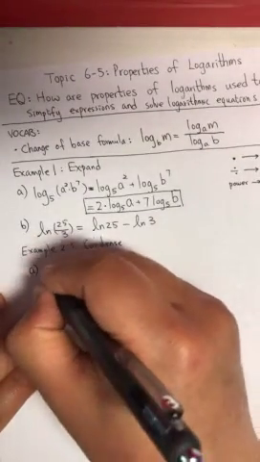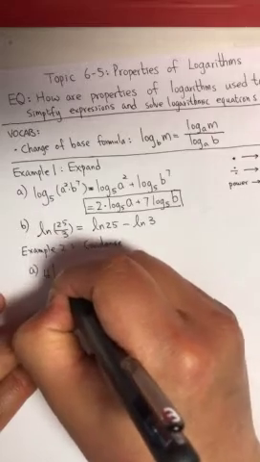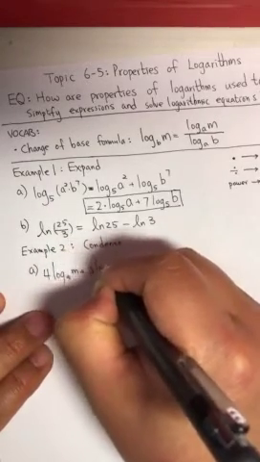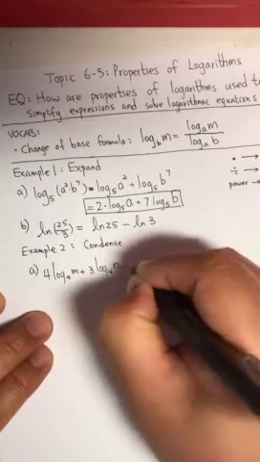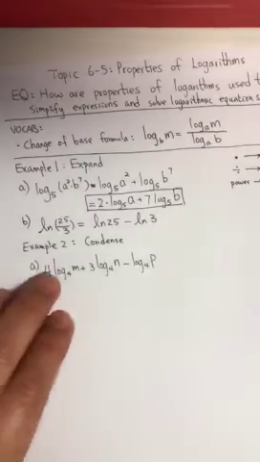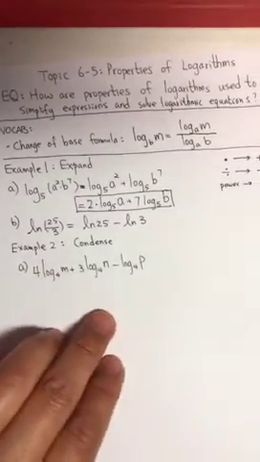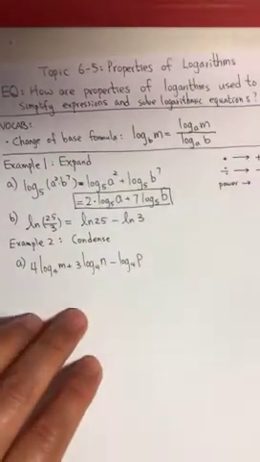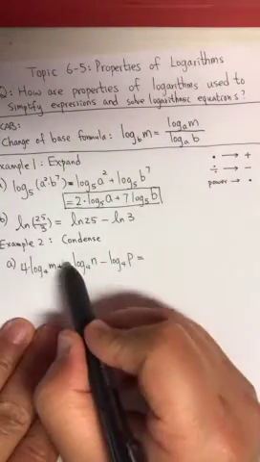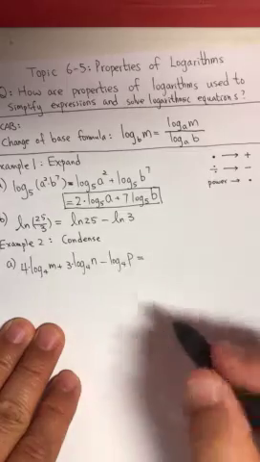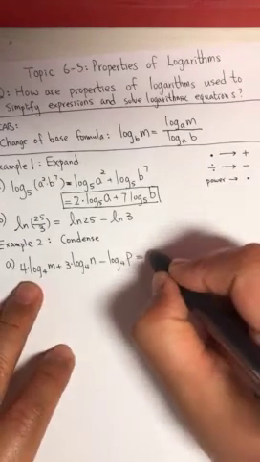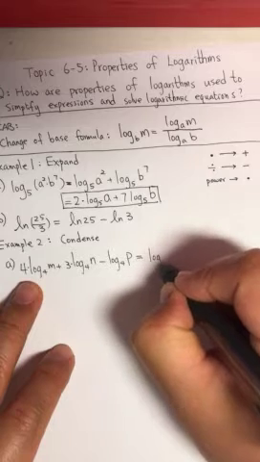So first one, I have 4 log base 4 of m plus 3 log base 4 of n minus log base 4 of p. So do you see that there are multiple terms? I want to condense into one term. So how do I do that? Do you see a multiplication? So what do I do first? I'm going to put this backwards.